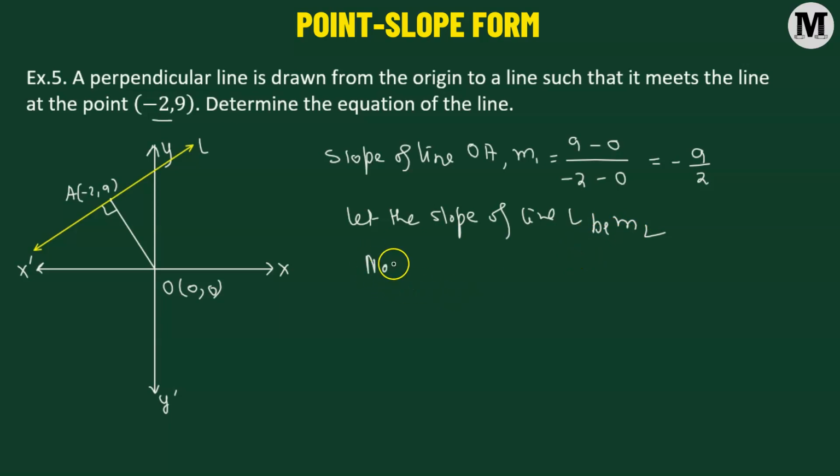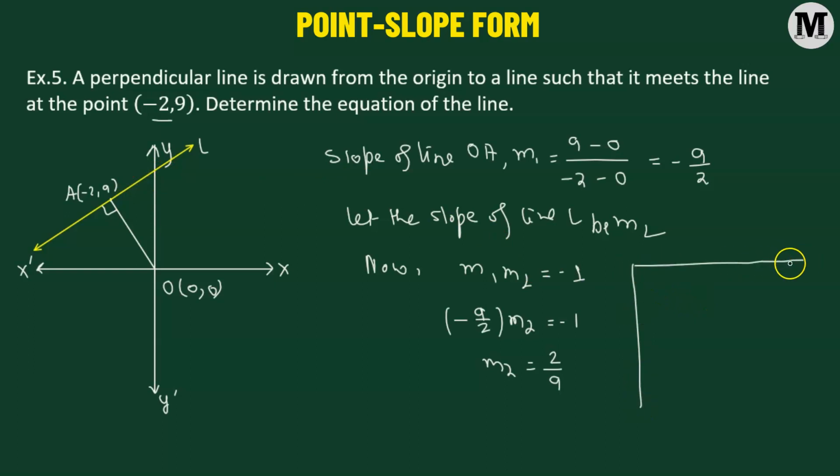Now we know for a fact that for two perpendicular lines, the product of the slopes always equals -1, which means that M1, whose value we already have as -9/2, multiplied by M2 equals -1. So here M2 corresponds to the value 2/9. So we have the slope of the line. We also have the particular point A, which lies on the line L. Now we are ready to find the equation of the line.